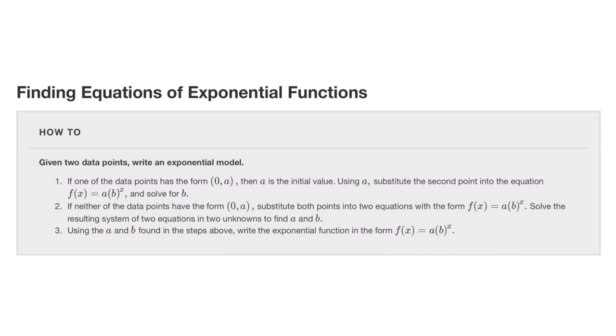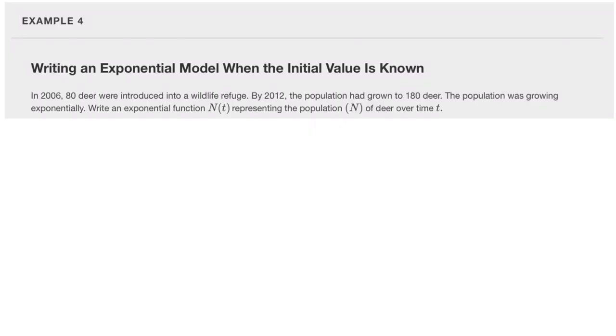Okay, I'll let you read through this. Given 2 data points, how to write an exponential model. I'm just going to kind of wing it. I feel like I'll do better with just winging it. So in 2006, 80 deer were introduced into a wildlife refuge. By 2012, the population had grown to 180 deer. The population was growing exponentially. Write an exponential function representing the population of deer over time.